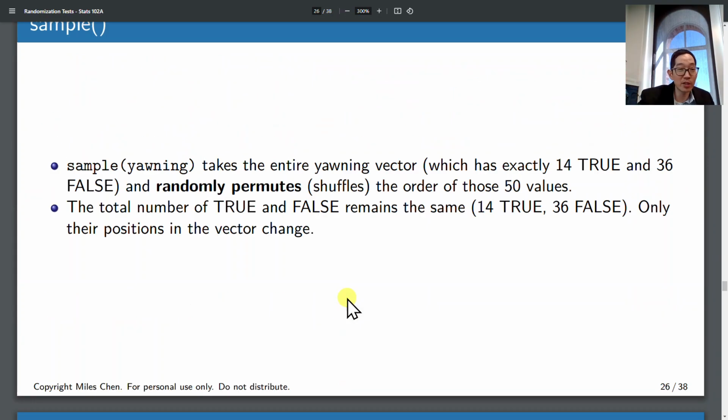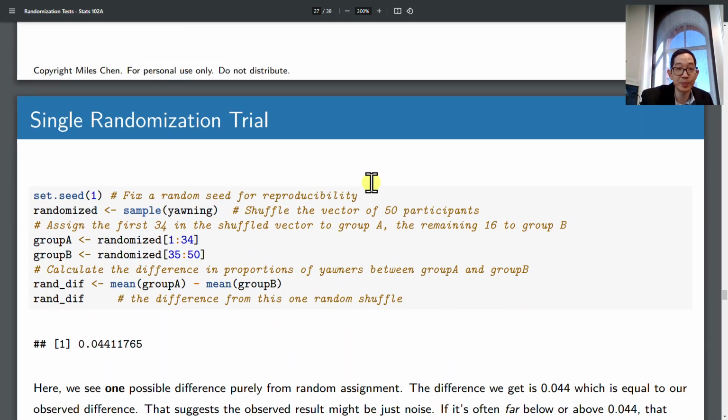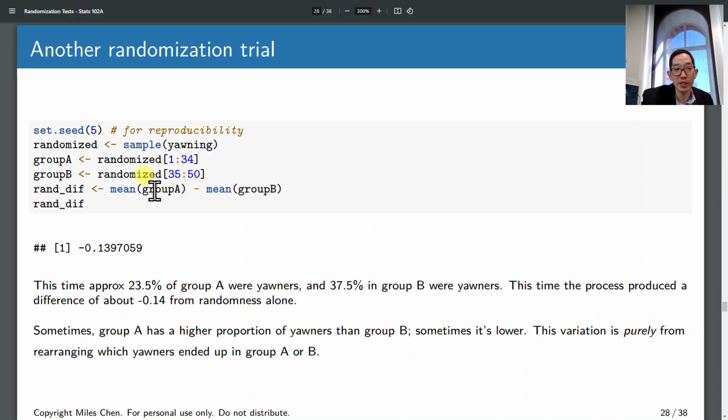Here's another randomized trial. Here I shuffle yawning again, put some in the randomized group A and some into group B. Again, who ends up where is just a pure result of randomness. And when I calculate the difference, I get negative 0.139, okay, negative 0.14. In group A, the proportion was around 23.5%, and in group B, around 37.5%. So that's a difference of around negative 14 percentage points.